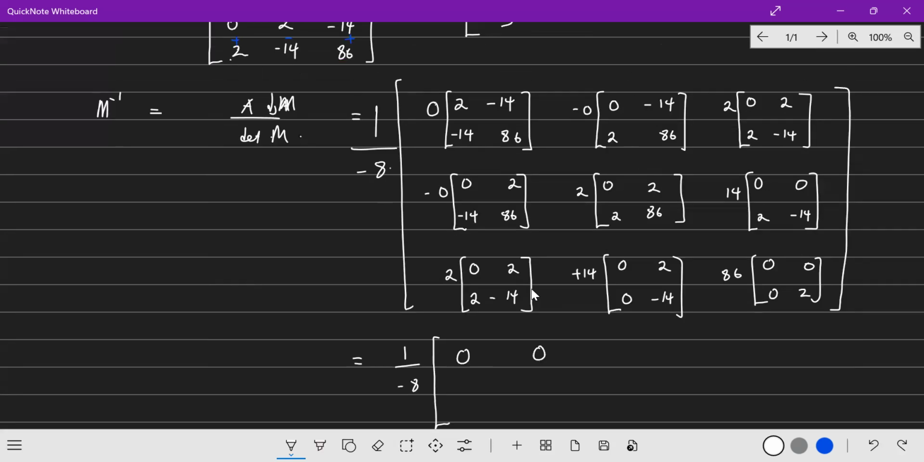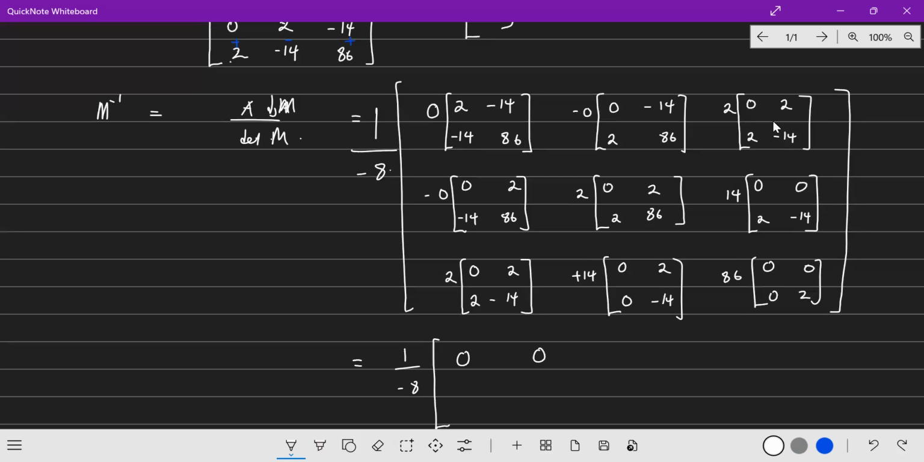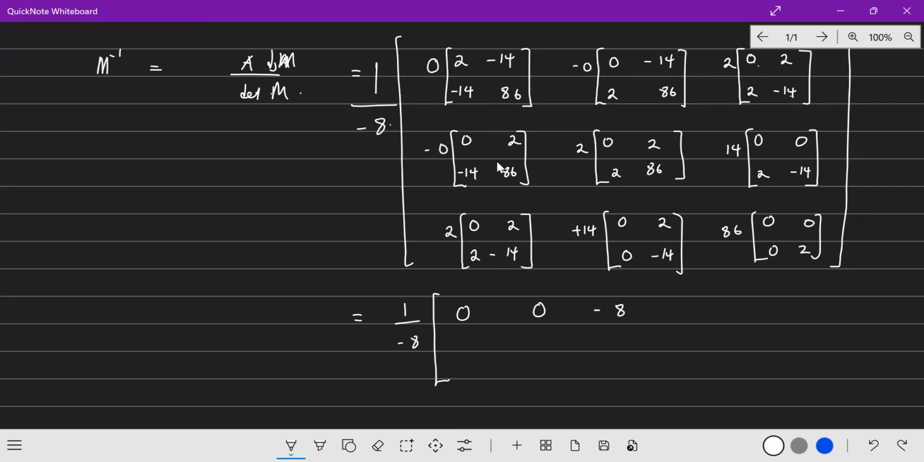What about this one here? You're going to have 0 minus times negative 14, that is 0. And then minus 2 by 2, that is negative 4. Negative 4 by 2, that is negative 8, isn't it? So negative 8 here, right? And then in this position again, you're going to avoid 0, right? And then this will be 0 by 86, that is 0. 2 by 2 is 4, minus 4. Minus 4 by 2, that is minus 8, right?